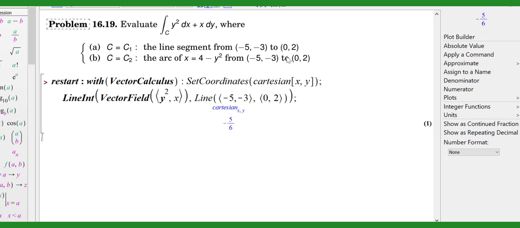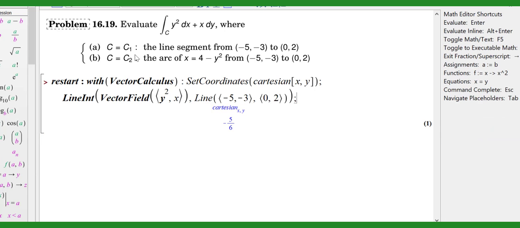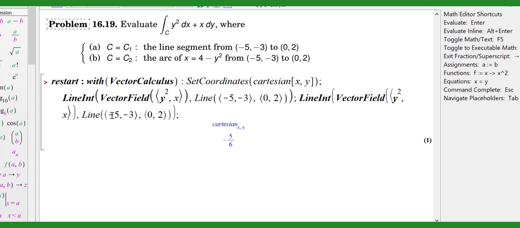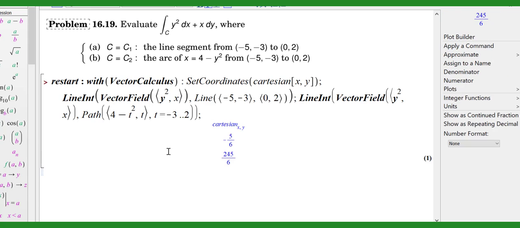And for this arc length, we use again this line int just with a path. I copy here and paste. Just here instead of line we have the path. I can write path. Path is defined by the vector 4 minus t squared, parameterized, and t changes, the y changes from -3 to 2. Now we can run this also, and our answer is 245/6, equal to the previous result.